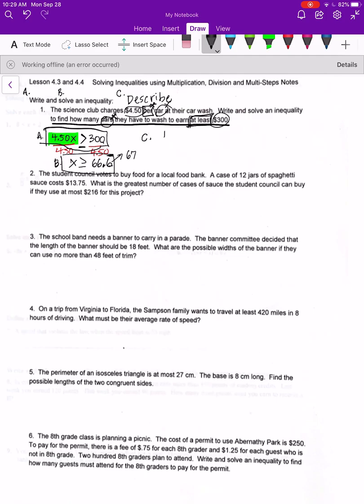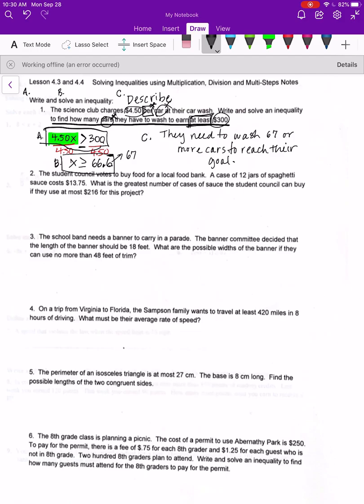So they need to wash. And you can't just say 67 cars because that's not what we're doing. We're talking about 67 or more. And you could say it right like that. They need to wash 67 or more cars to reach their goal. Or you could say at least 67 cars. That would work too. All right, number 2.